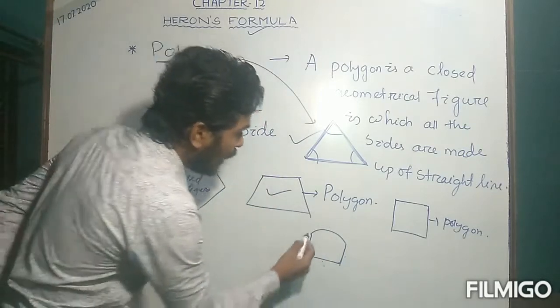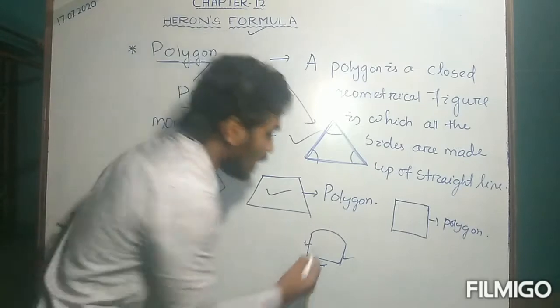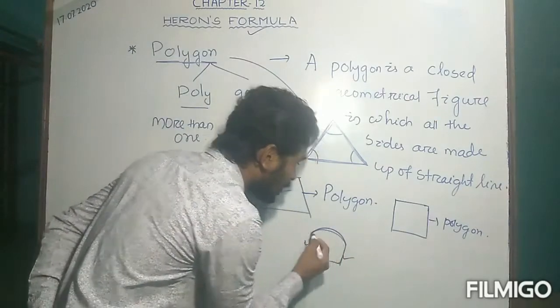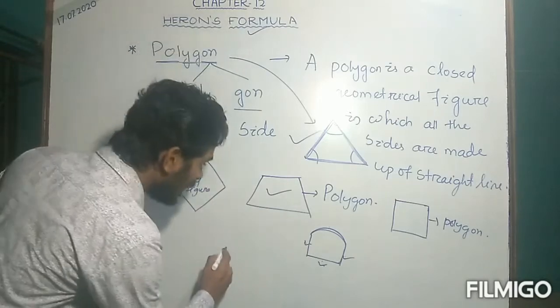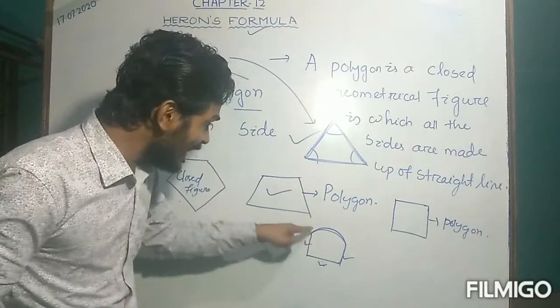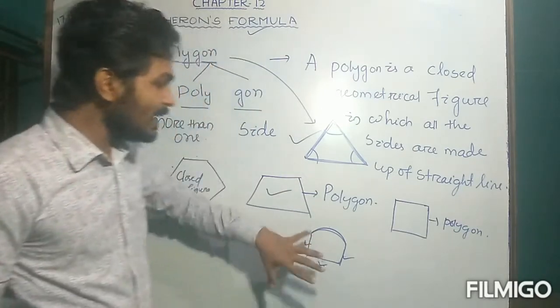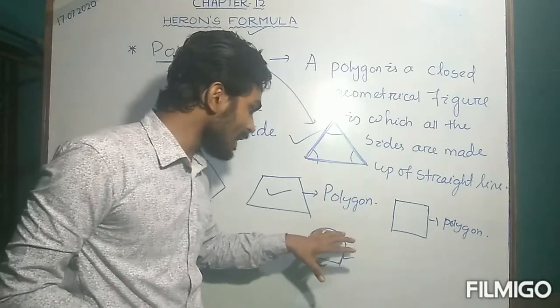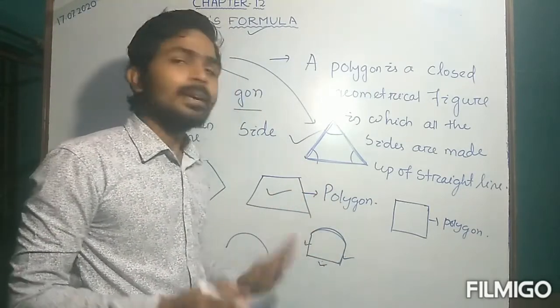True? But out of 4 sides, though 3 sides are made up of straight lines, the 4th side is not a straight line. It is a curve, an arc like this. So is it a polygon? No, it is not a polygon. Why? Because one of its sides is not made up of a straight line. So it is not a polygon.